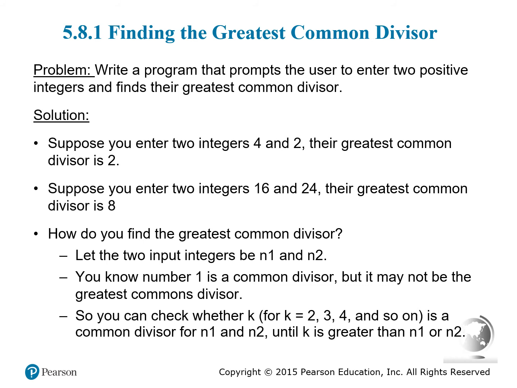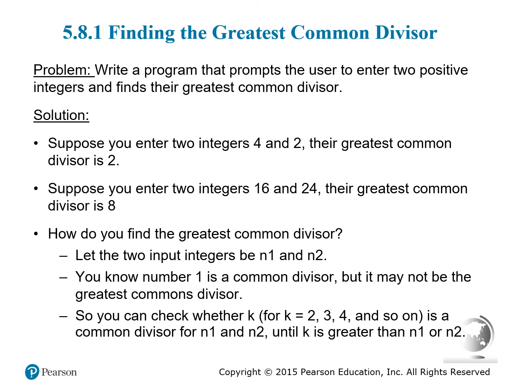In this case study, we consider the problem of finding the greatest common divisor of two integers. We allow the user to input two integers, n1 and n2, and report the greatest common divisor. Recall that 1 is a common divisor of any two integers, but it may not be the greatest common divisor.